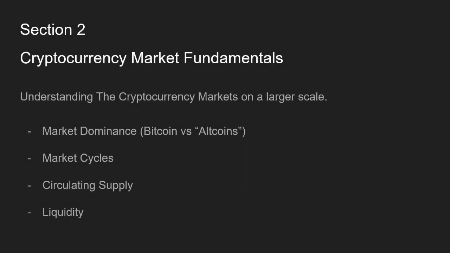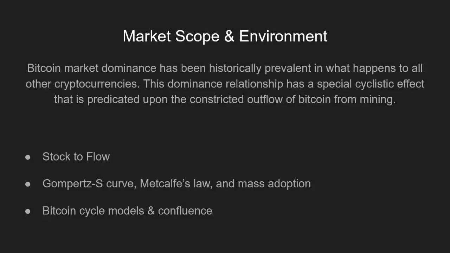In Section 2 we'll be talking about the Bitcoin price historically and how it affects many other coins on the market. We will be talking about Bitcoin market cycles and how to identify them, the circulating supply of cryptocurrencies, and some other things that might help you along the way.